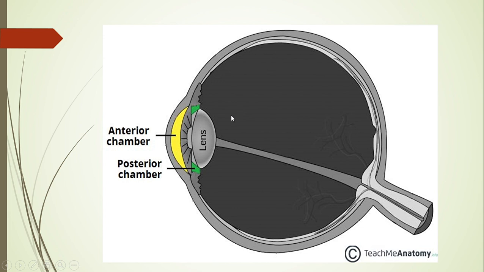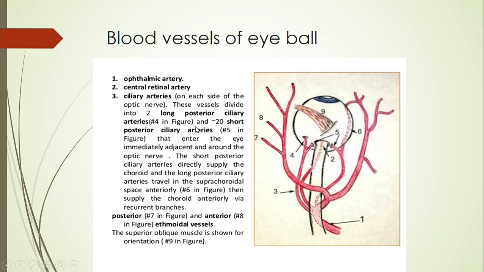So this is the anterior chamber and this is the posterior chamber. That is all about the points we have to remember in the eyeball. And next is about its blood supply, venous drainage, lymphatic drainage and the nerve supply.